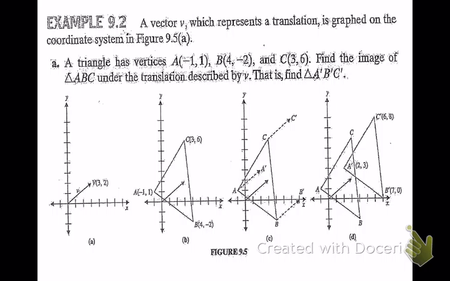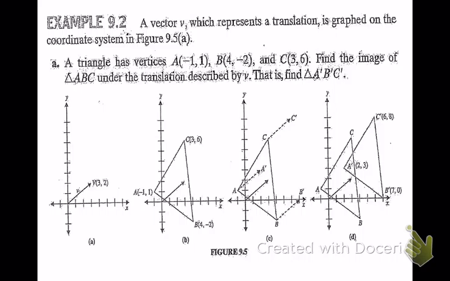Alright, so here it's going to take us through step by step how to do a translation graphed on the coordinate system. We have this triangle with vertices A(-1, 1), B(4, -2), C(3, 6). Find the image of triangle ABC under the translation described by the vector. The vector goes 3 over, 2 up. As you can see in A, it's marked 3, 2.